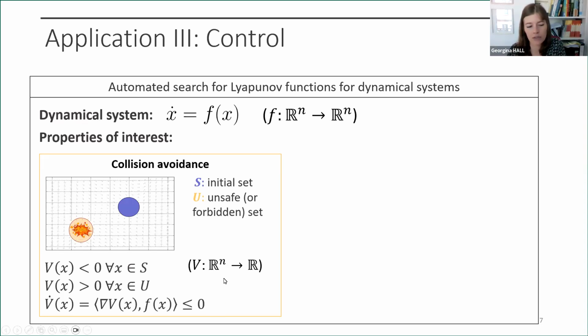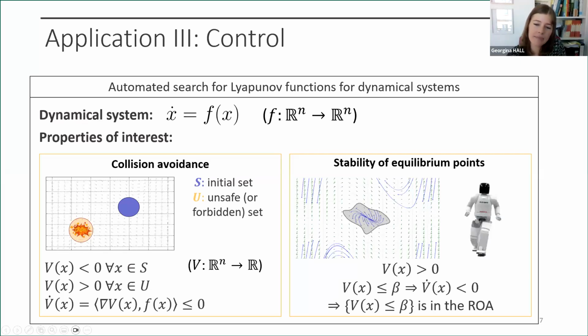The constraints you have when you search for this V are exactly non-negativity constraints of the polynomial over given sets. And you can require something similar if you're trying to show that an equilibrium point is stable. You can also search for a certain Lyapunov function that has properties of non-negativity over given sets. So these are three applications, and I hope it's given you confidence that optimizing over non-negative polynomials is something that's important if you weren't already convinced by the first three lectures you saw.